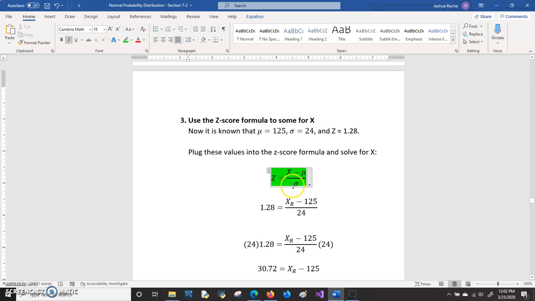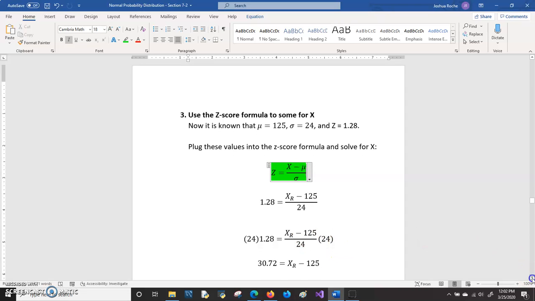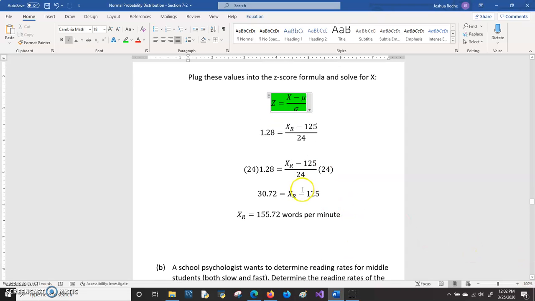So here's the z-score formula. We know the z is 1.28. Here's the mean, the standard deviation. We've got to solve for x. Multiply by 24 on both sides. Add 125 to both sides. The result is 155.72 words per minute. Pretty close to the result from the calculator, with just a slight difference.